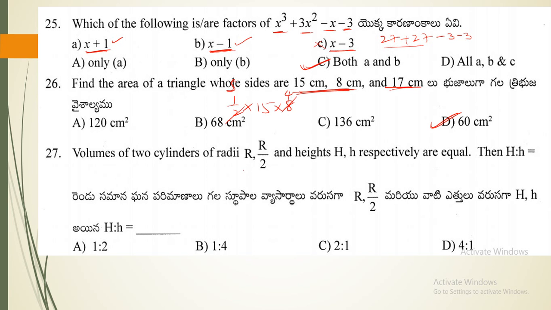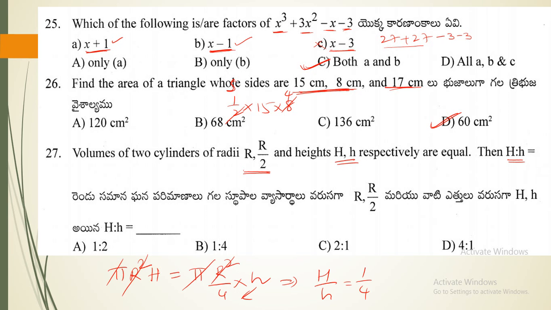The volumes of two cylinders of radii r and r by 2 and heights capital H and small h are equal. So what is it telling? Volumes are equal. What is the volume of a cylinder? Pi r square h. So pi r square H is equal to pi into r square by 4 into small h. Both pi r square get cancelled. Now what did he ask? Capital H by small h. If I transpose small h, then capital H by small h is equal to 1 by 4, which is represented as 1:4.